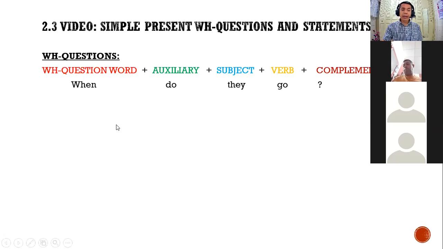We don't have complement. Now, another example. What does he like to eat? What is the question word. Does is the auxiliary for he. The subject is he. And the verb is like. Then we have a complement, right? To eat.